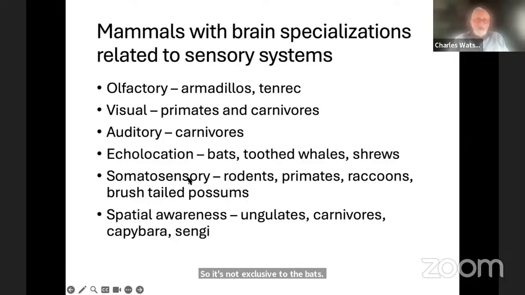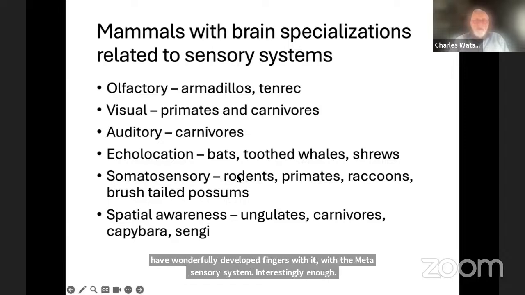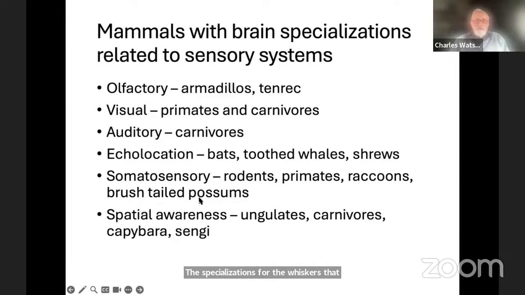Somatosensory elaborations are present in a few different animals. We're going to show you later on that rats and mice amongst the rodents have a fantastic somatosensory system devoted to their whiskers. Primates have pretty good somatosensory systems too, particularly for their touch. And raccoons, which are a carnivore, have wonderfully developed fingers with the somatosensory system. Interestingly enough, the specializations for the whiskers that were found in rodents have also been found in the marsupial, the brush-tailed possum in Australia.